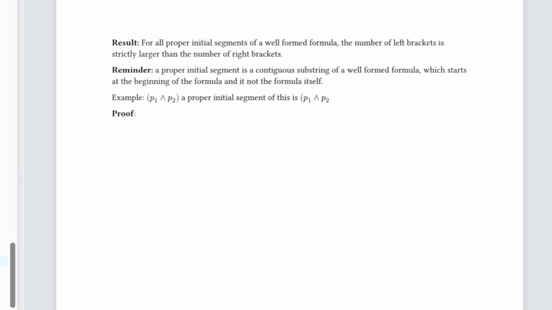We're going to do this by structural induction. So first, let L of, let's say, alpha equal the number of left brackets in alpha. And similarly, we'll let R equal the number of right brackets.